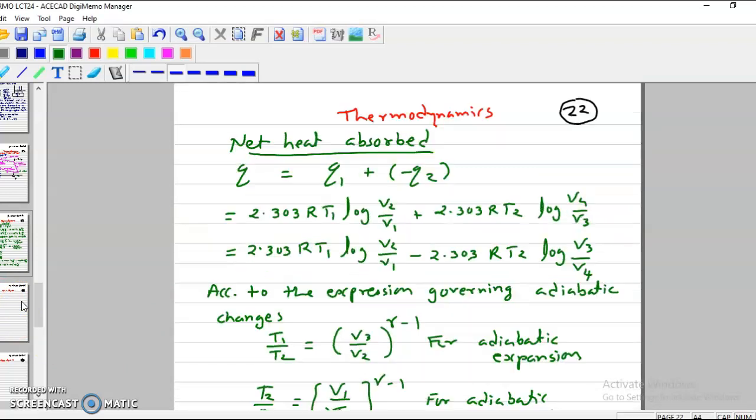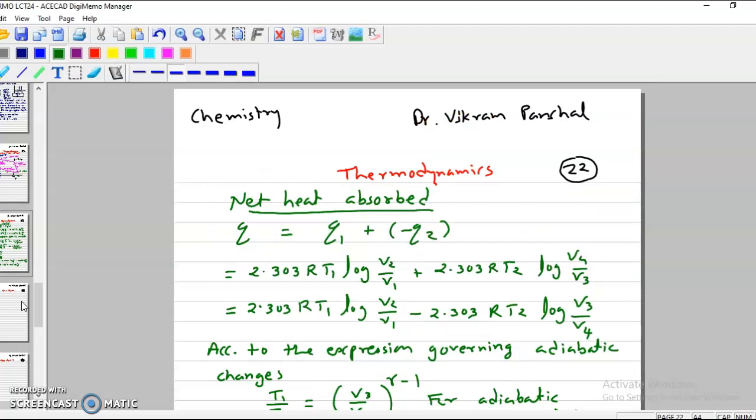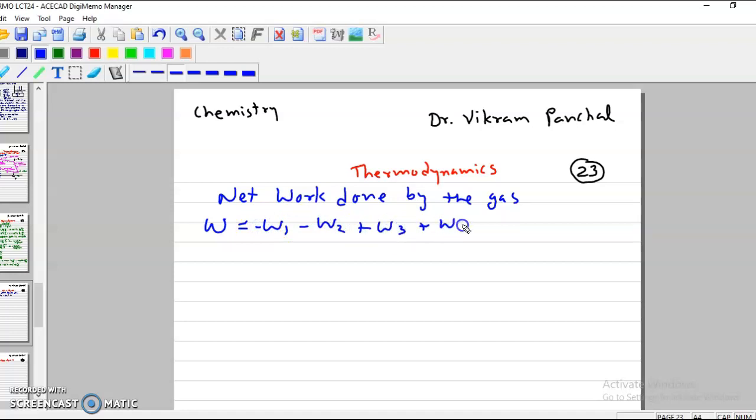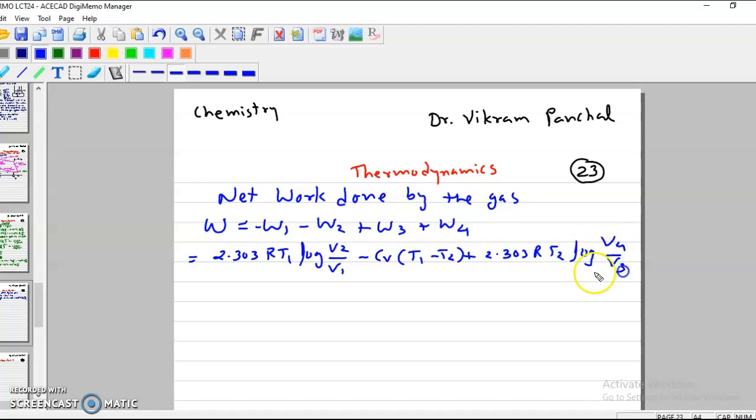Now we will see the net work done during this cyclic process of the Carnot cycle. So we write the net work done by the gas, that is W is equal to W1, which was negative, minus W2 negative, plus W3 positive, plus W4 positive. So we write it is equal to 2.303 RT1 log V2 upon V1 minus CV into (T1 minus T2) plus 2.303 RT2 log V4 upon V3 plus CV into (T1 minus T2) for W4. So here we can say this is negative, this is positive, so both will be cancelled.